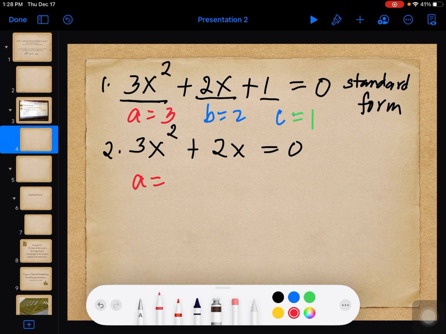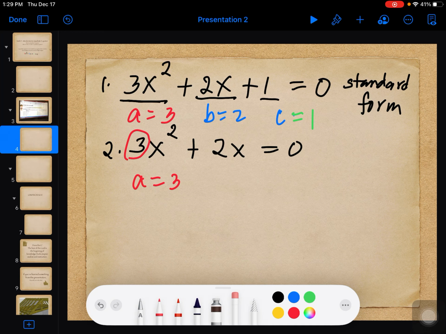So from here we know that again we have a equals 3. Why do I keep on emphasizing this one? Because in my experience in teaching, sometimes students will have the wrong understanding that a is equal to 3x squared, which is not correct. That is not correct because what we are only after when we're identifying the value of a is the numerical coefficient in the second degree term. Take note of that.